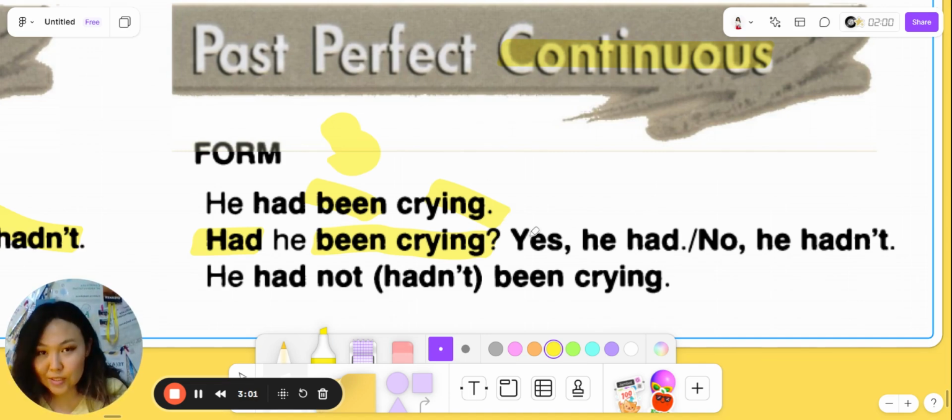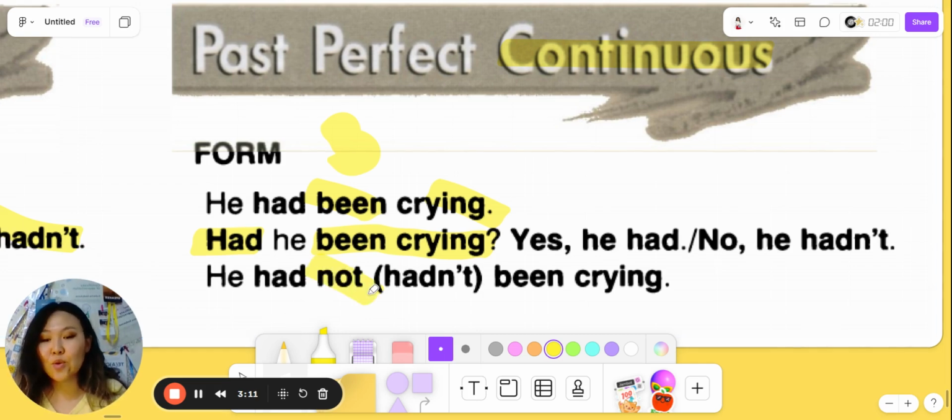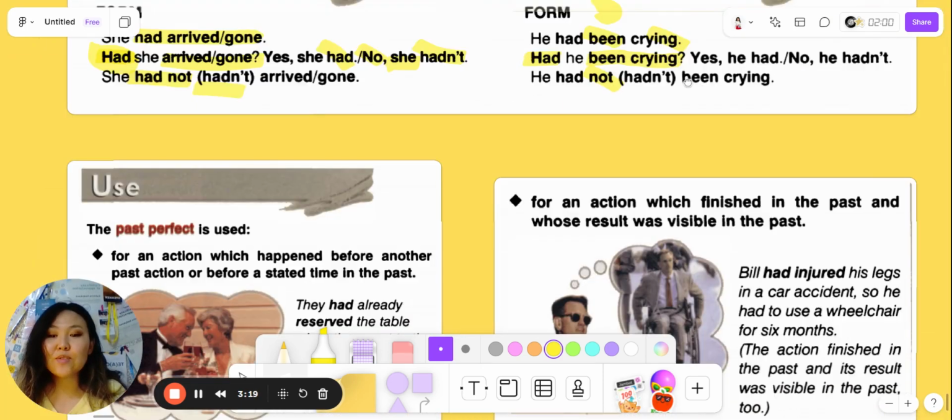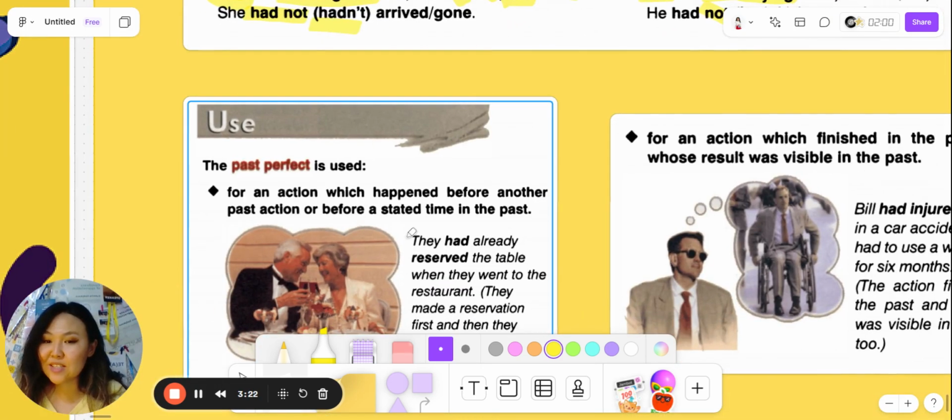Negative, short answers, they are the same as in past perfect. Yes, he had. No, he hadn't. Negative sentences are formed as usual. We add not after our auxiliary verb and it sounds like he had not been crying or he hadn't been crying. So let's talk about the use, when we use these tenses.